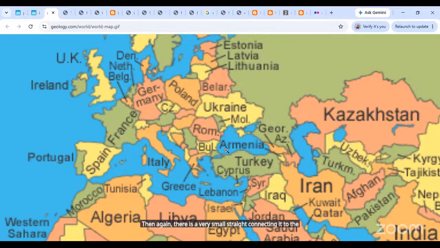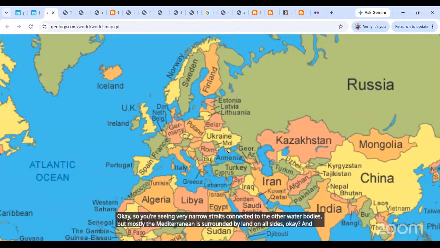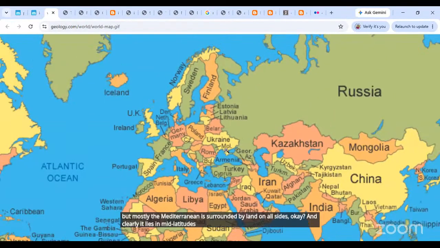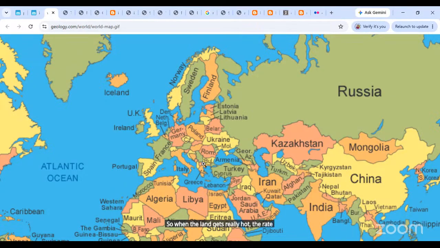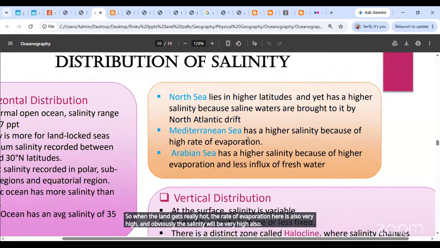Okay, so you are seeing very narrow straits connected to the other water bodies, but mostly the Mediterranean is surrounded by land on all sides. Okay, and clearly it lies in mid latitudes. When this land becomes really hot, and this land can be really hot, the rate of evaporation here is also very high, and obviously the salinity will be very high also. Okay, so that is the Mediterranean story.